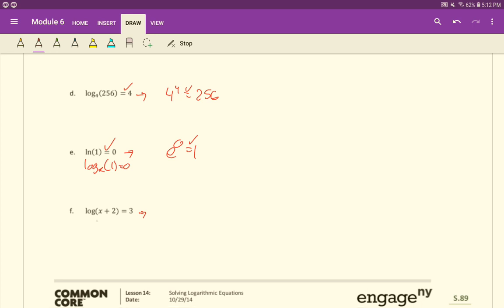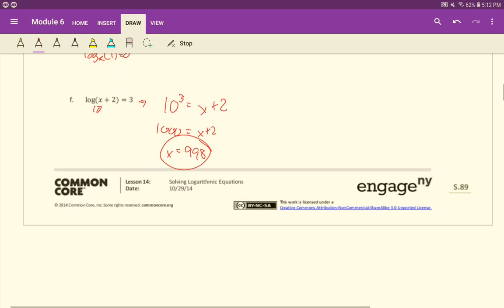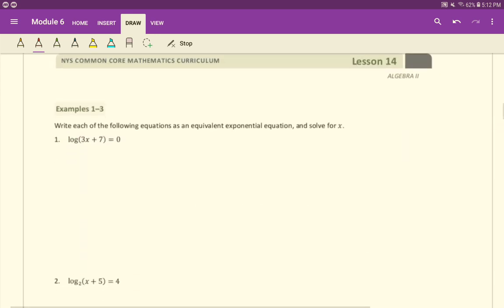And then here, again, no base is given, so we assume it's 10. And so we rewrite this as 10 to the 3rd equals x plus 2. So we get 1,000 equals x plus 2. Subtract 2 from both sides, you get x equals 998. Kind of a crazy number there. All right, so that's some basic logarithmic equations we're going to solve. So let's take a look at a few more.